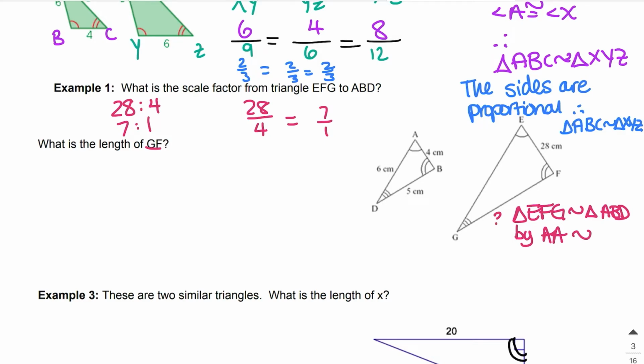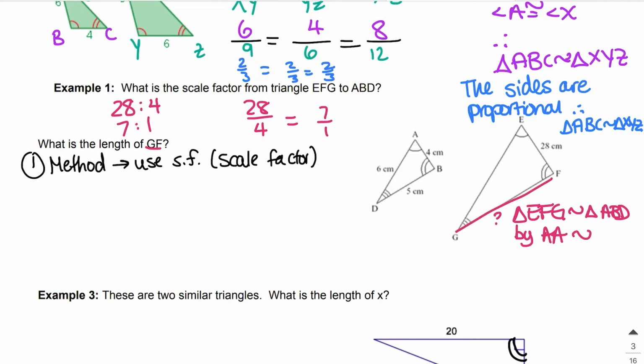So there are 2 different ways to do this. The first method is to use your scale factor. By the way, I will write SF a lot. That stands for scale factor. So here we know that this side length corresponds to BD, which is 5. So I can just take 5, multiply that by 7, which is my scale factor, and I get 35. So we can say that it is 35 centimeters.